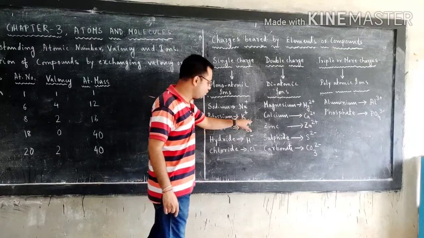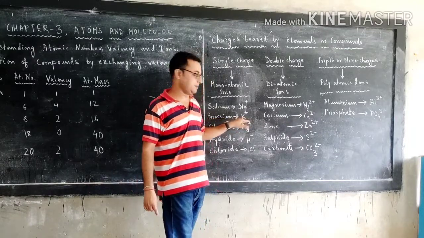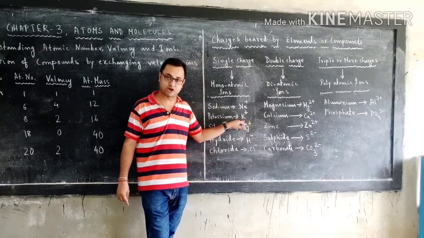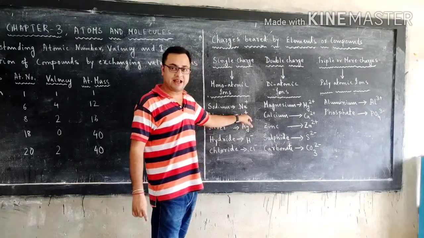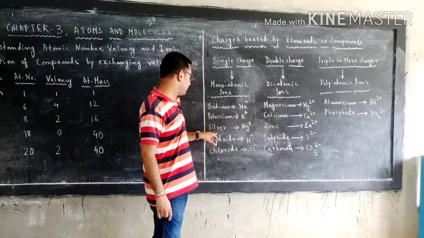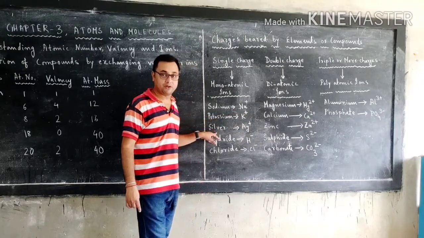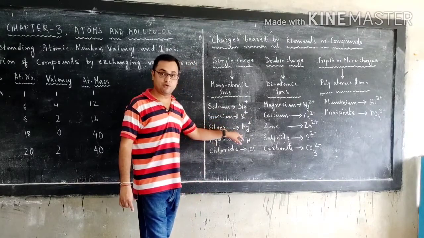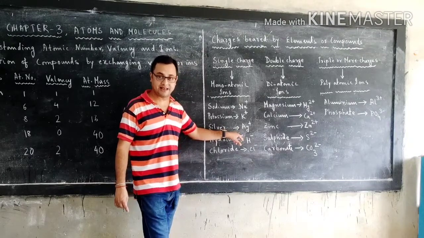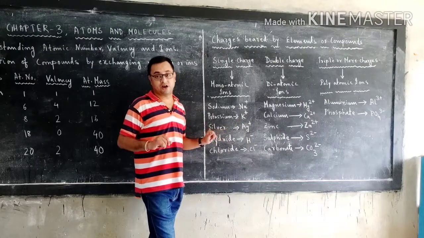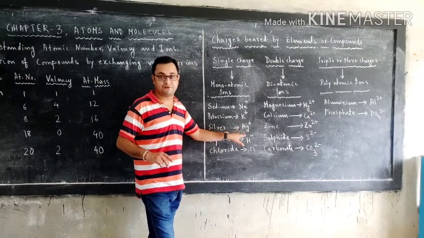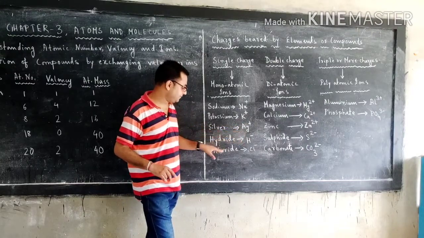It also possesses one positive charge, K positive. By symbol, we know the symbol of potassium to be K, and therefore we write it as K positive. Coming to next is your silver. Silver we know by symbol as Ag, and it is also a positive charge bearing a single positive charge. That is Ag positive.